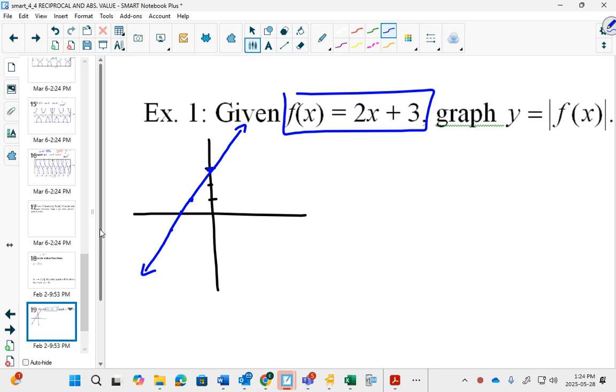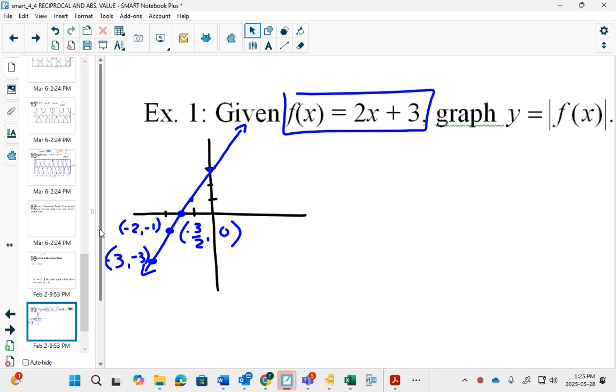Key points will be the x-intercept. So I'm going to label my x-intercept on here. It happens to be at negative 3 over 2 comma 0. But we could graph and label other points on here too, because I could just go down 2 over 1, down 2 over 1. So this point would be at negative 2, negative 1. Down 2 over 1, this would be at negative 3, negative 3. We have our original graph.